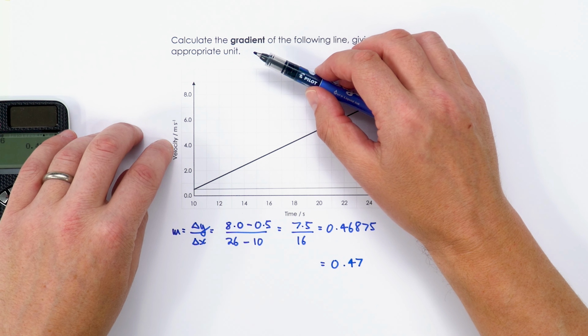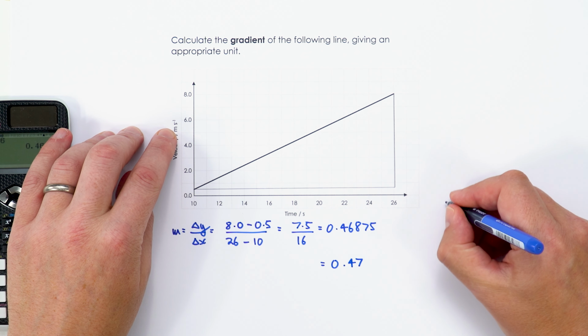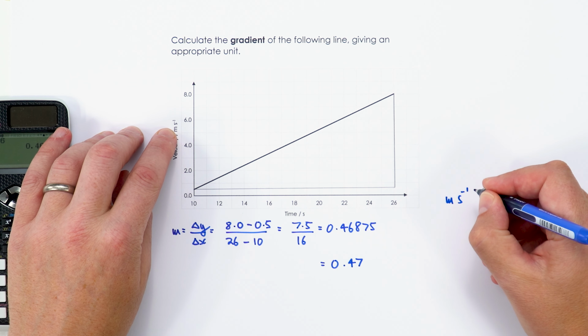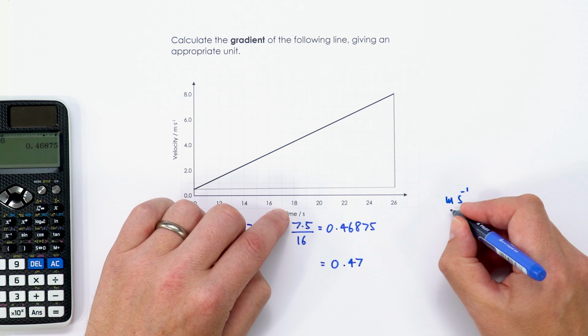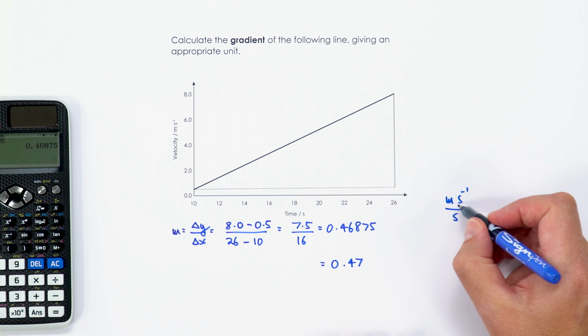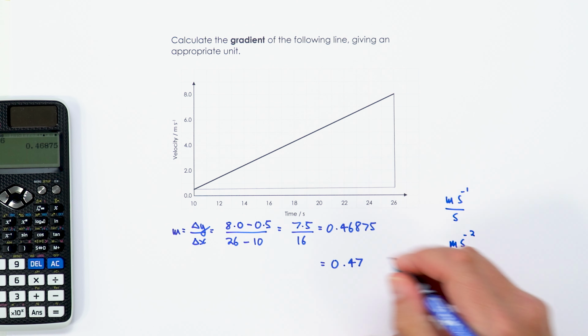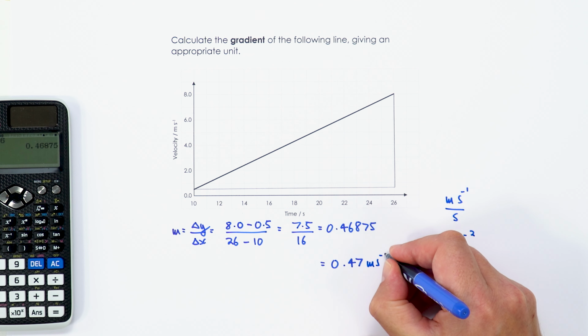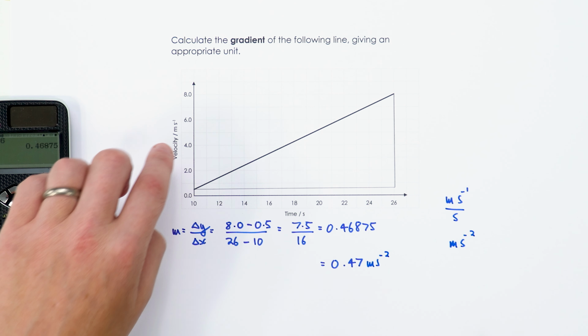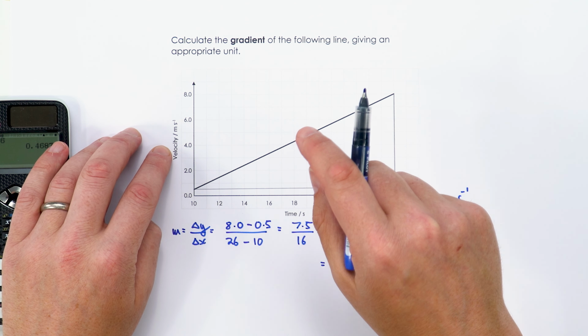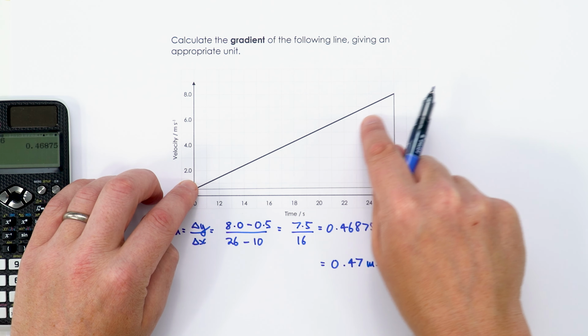Now, it does say in the question, we need to give an appropriate unit. On the y-axis, we've got meters per second, and we're going to be dividing that by seconds. So what we have then is meters per second per second, which is meters per second squared. And actually, if we look at what kind of graph this is, it's a velocity time graph, and therefore the gradient of that line is going to be equal to the acceleration.